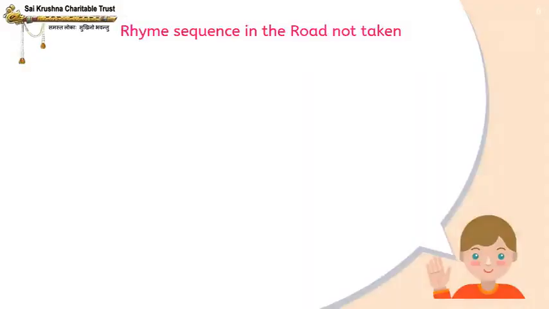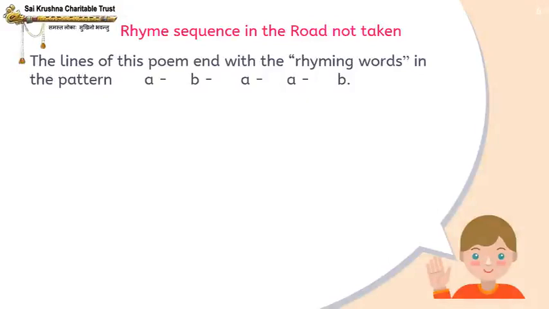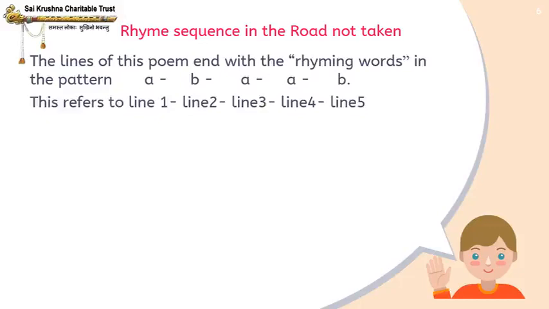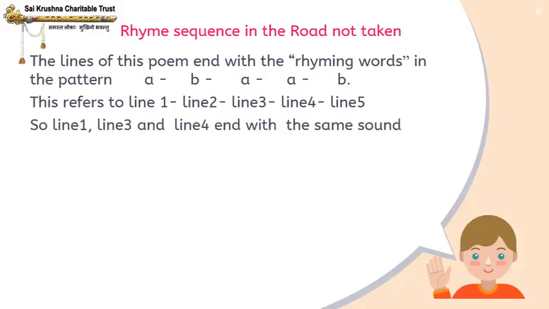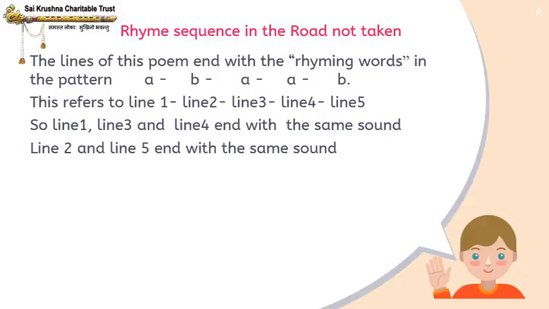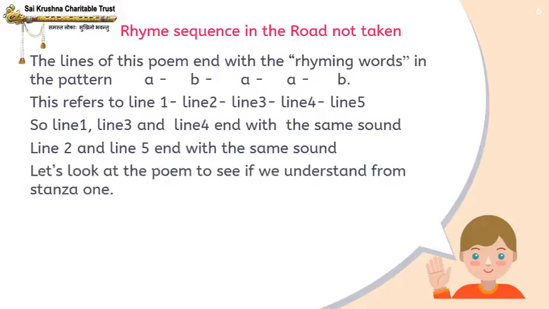Rhyme sequence in The Road Not Taken. The lines of this poem end with the rhyming words in the pattern A, B, A, B. This refers to line 1, line 2, line 3, line 4, and line 5. So line 1, line 3, and line 4 end with the same sound. Line 2 and line 5 end with the same sound.